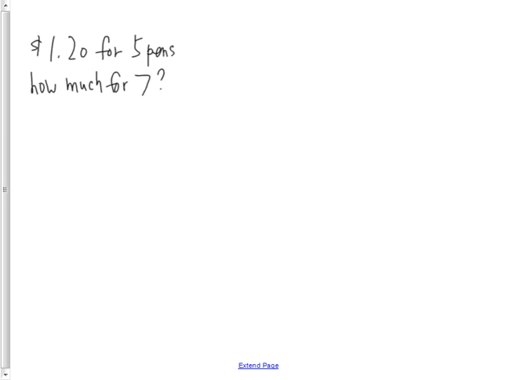What's the category for question 6? If you had to define the category, what would you say? Ratios and rates. This is a question involving rates, right? The cost rate for pens is $1.20 for 5. So if I set that up as a proportion, I could say it's $1.20 for 5 pens. How much is it for 7? Right? That's one way to do it.